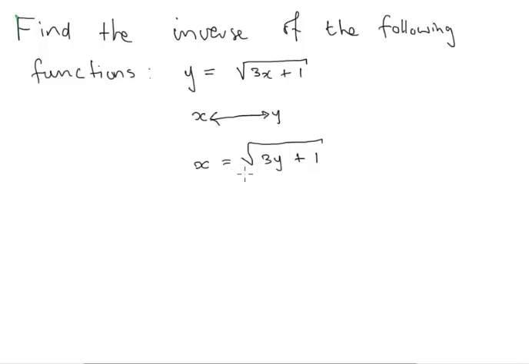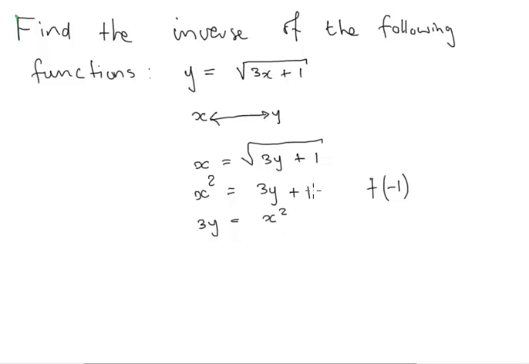All together? Okay. So what do we need to do? Square both sides, isn't it? The operation of squaring you must see as the inverse operation to square rooting. It reverses the operation. So if we square both sides, we're going to have x squared equals 3y plus 1. Then let's subtract 1 on both sides.